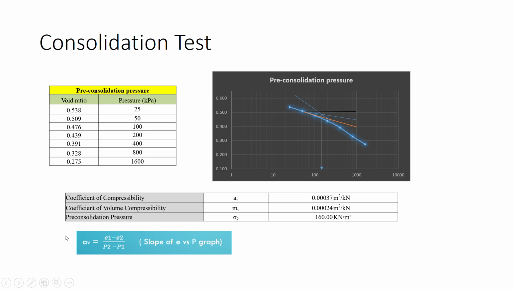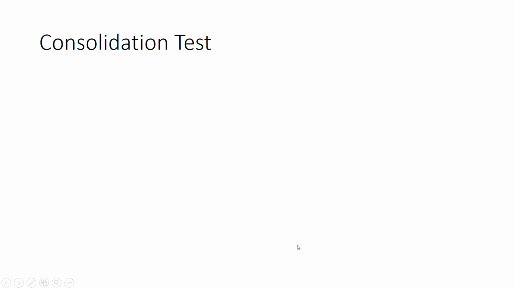And this is also the formula for finding the coefficient of compressibility. So again we are taking e1 and e2 from 100 and 200, and similarly there is the formula for mv, which can be found out by this formula.